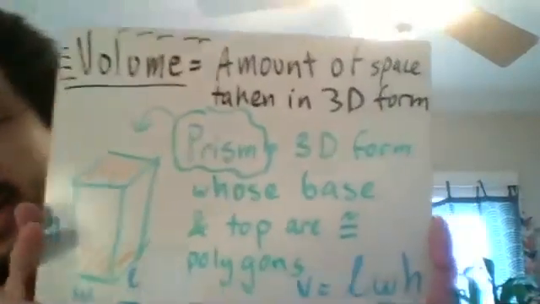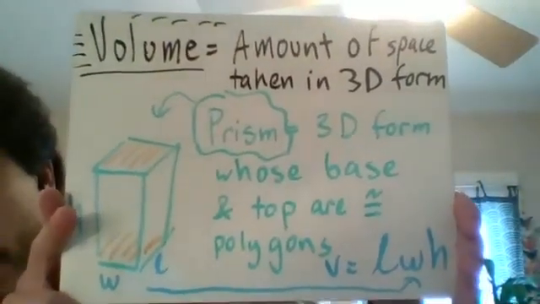Okay, so we're going to start today and talk about volume. If length is a measurement of one dimension, area is a measurement of two dimensions, volume is a measurement of three dimensions. So it has a length, a width, and a depth, and therefore it has some volume. So in general, volume is the amount of area taken up in a 3D form.